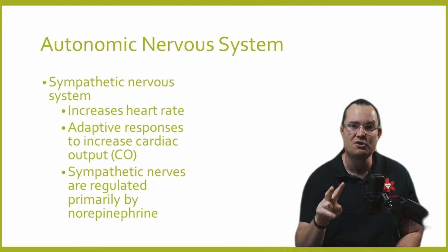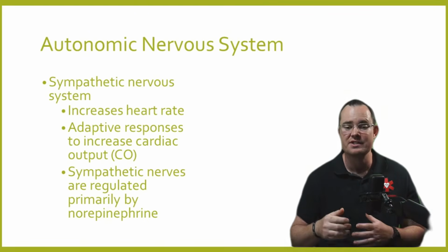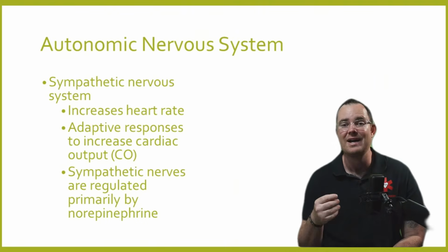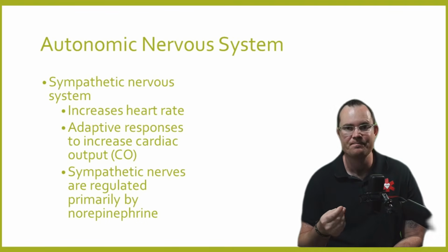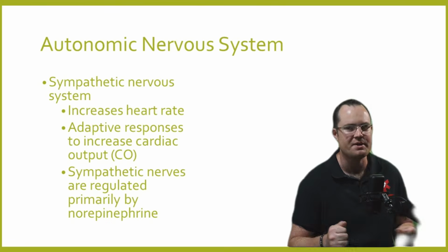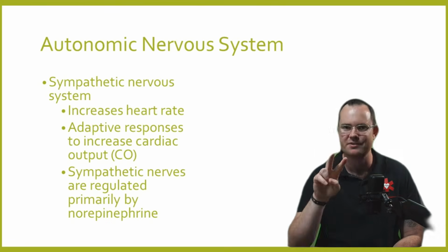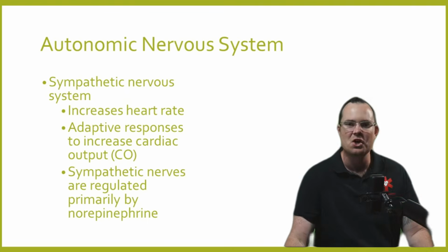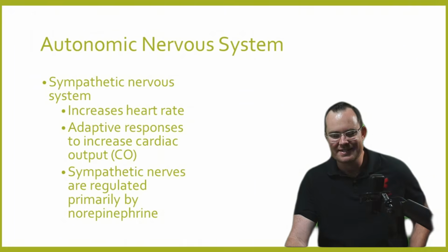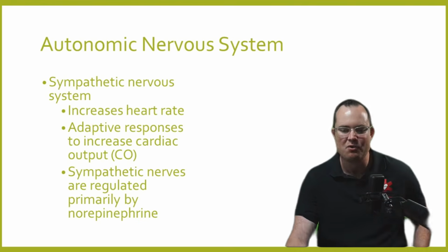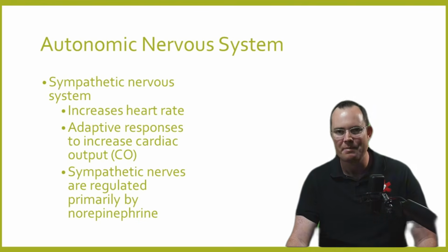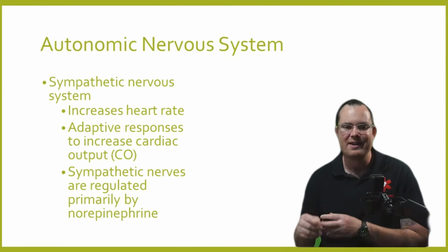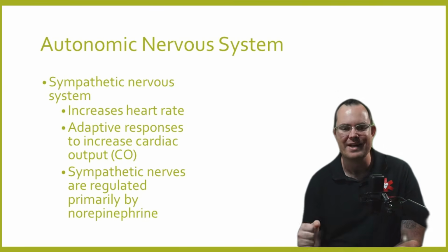The second thing that you need to know about the autonomic nervous system when it comes to sympathetic is that it utilizes a neurotransmitter. I would write that down, a neurotransmitter or a hormone. It's both technically. And that neurotransmitter is called norepinephrine. It says sympathetic nerves are regulated primarily by norepinephrine. And by doing so, it's going to increase, again, rate and mechanical contractility.